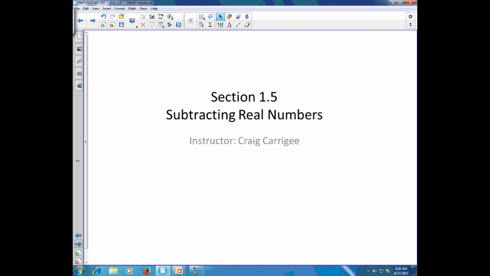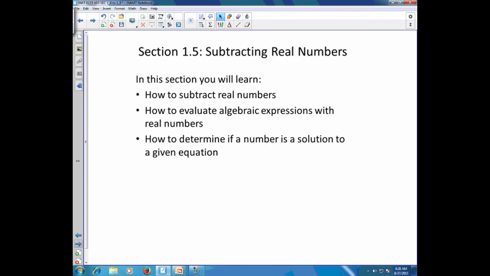Today we're going to talk about subtracting real numbers. In this section, you're going to learn how to subtract real numbers, how to evaluate algebraic expressions with real numbers using addition and subtraction, and how to determine if a number is a solution to a given equation.